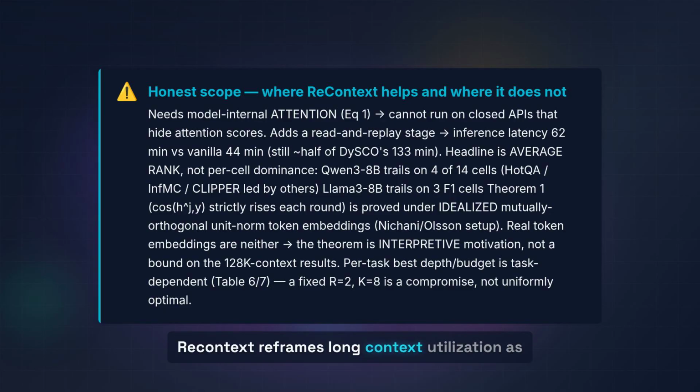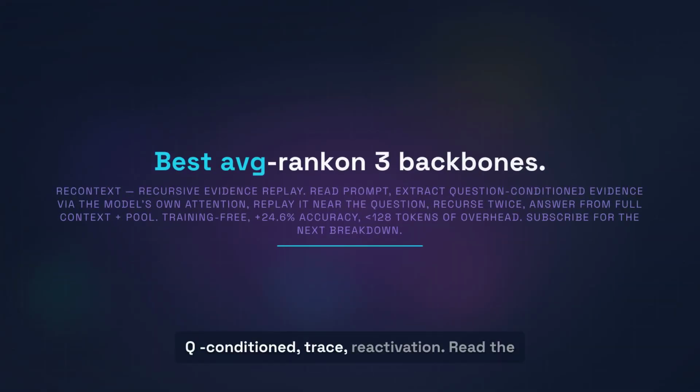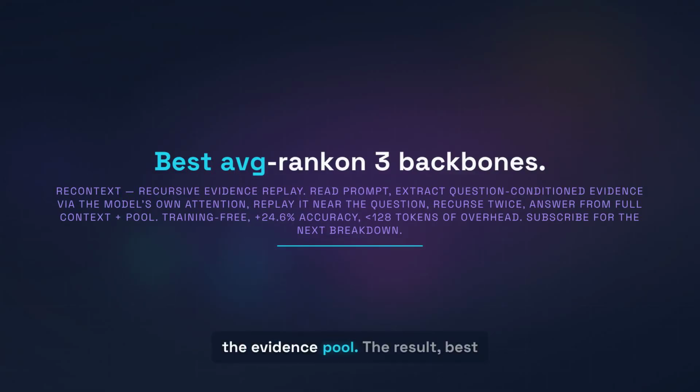ReContext reframes long context utilization as Q-conditioned trace reactivation. Read the prompt, extract question-relevant evidence via the model's own attention, replay it near the question, recurse twice, then answer from the full context plus the evidence pool. The result: best average rank on all 3 backbones, a 24.6% accuracy gain that recomputes exactly, robust to 64,000 tokens and thinking mode, all training free.